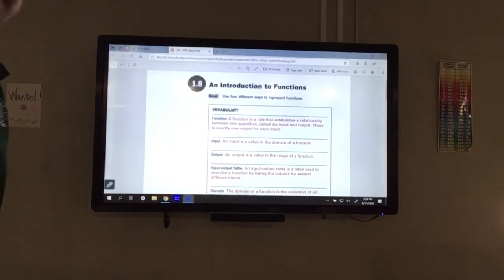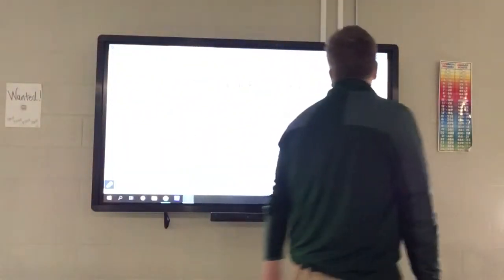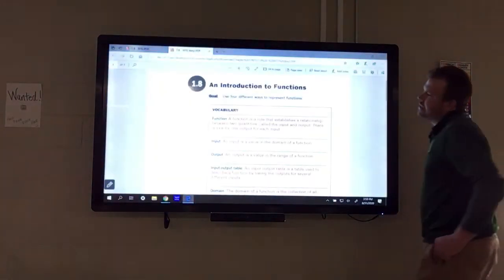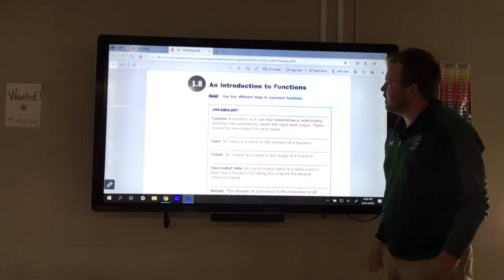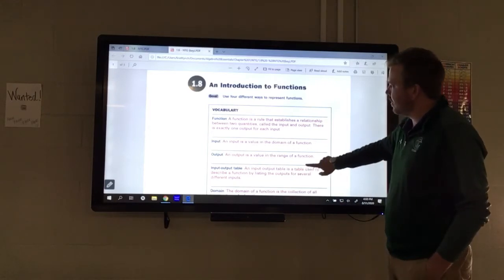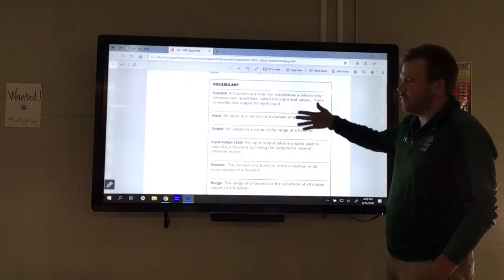All right, class, let's look at section 1.8, Introduction to Functions. Our goal here is to use 4 different ways to represent functions. Some vocab we need to look through. First, let's define a function.